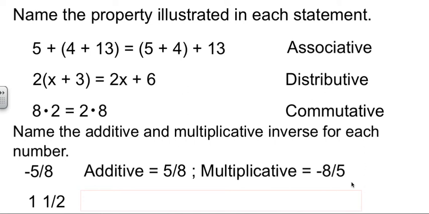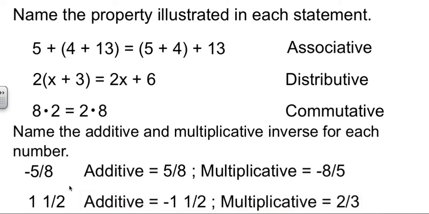Okay. What about 1 1/2? Additive inverse again is easy. Change the sign. 1 1/2 becomes -1 1/2. The multiplicative inverse gets a little bit trickier because we have a mixed number, but that's okay. We can make this into an improper fraction. 1 1/2 would be the same as 3/2. 2 times 1 is 2, plus 1 is 3, 3/2. Well, the reciprocal of 3/2 is 2/3.